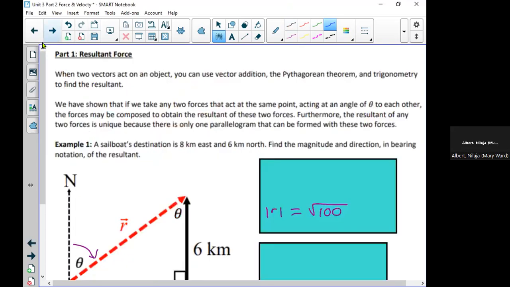Okay, so resultant force. We know from last time that whenever you're adding 2 or more vectors or forces, we call that the resultant vector. This seminar is on the resultant.